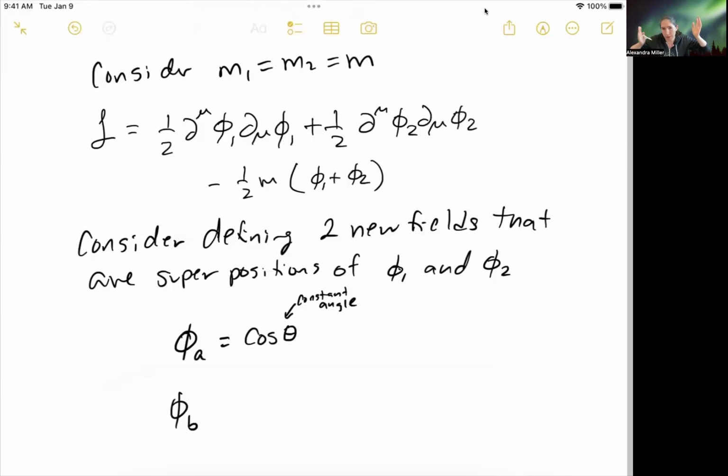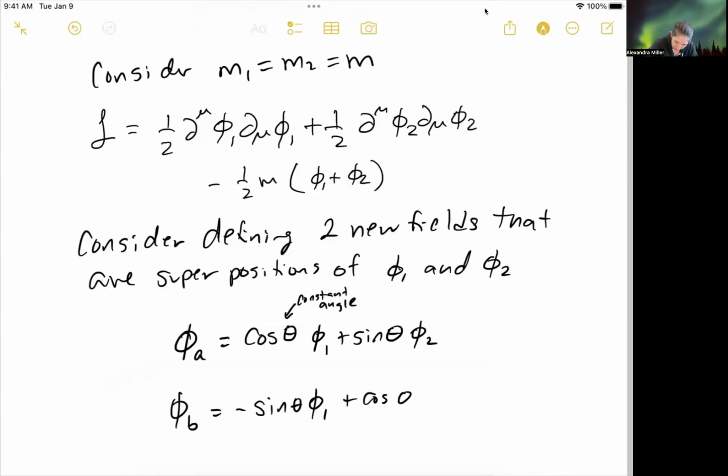It's some number, right? It's cosine of 30, it's cosine of 45, whatever you want it to be, but here I'm just leaving it general. You think of it as a constant. It's not like theta is a new field or something. So phi A is just some number times phi 1 plus sine of theta times phi 2. And then phi B will be minus sine of theta phi 1 plus cosine of theta phi 2.